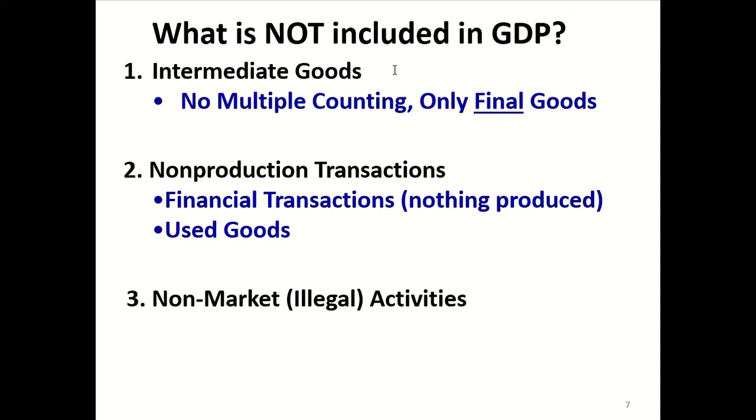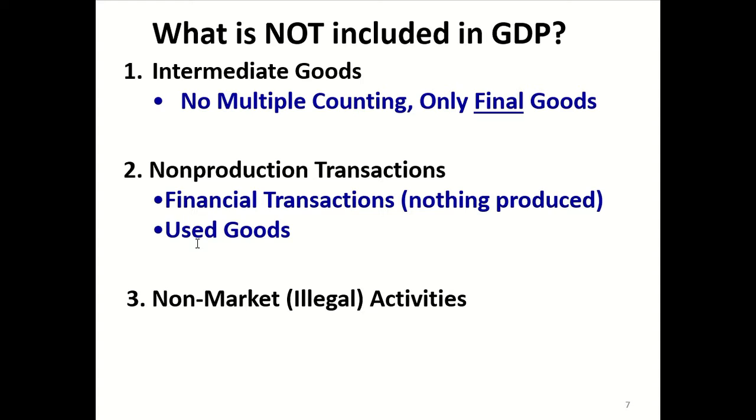What it is not is intermediate goods, meaning we only look at the final sale of goods and services. We don't look at everything else that went into producing that final good. We only look at the final good sale price. We assume all the costs associated with that good are in the final price. Non-production transactions: we do not look at financial transactions, so we don't look at the buying and selling of stock, land, other assets, and things like that. And we do not look at used goods. Used goods would be double counting.